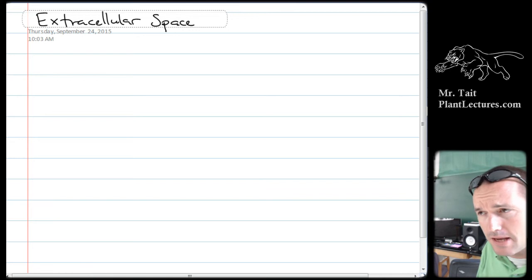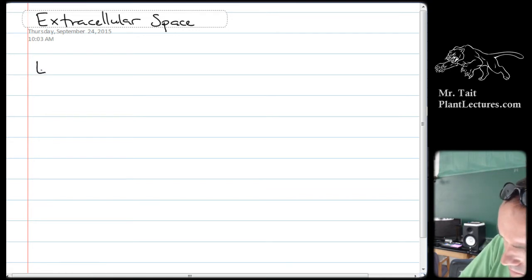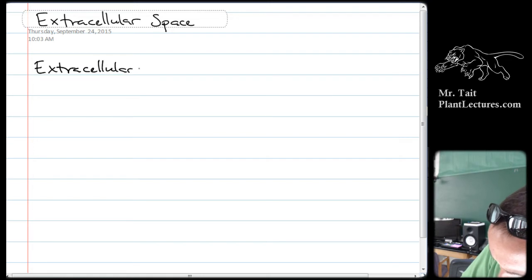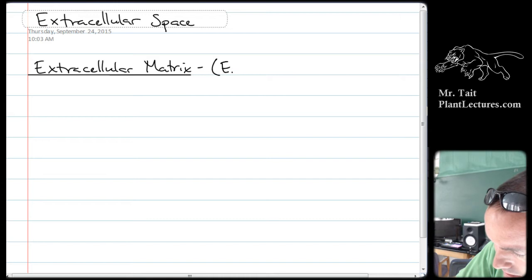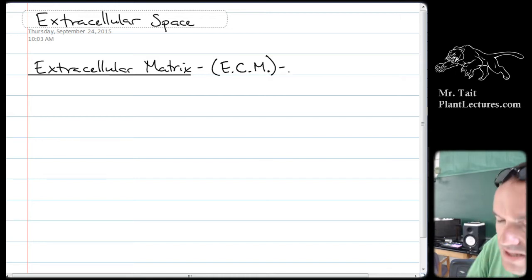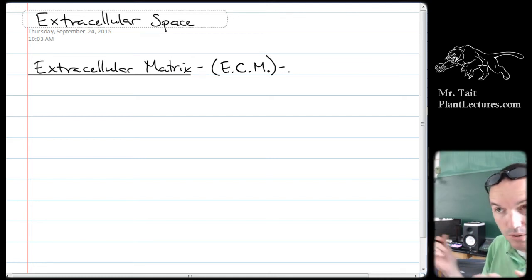There's what's called the extracellular matrix, right? And the extracellular matrix is really something that we only see in animals. Okay, so it's sometimes abbreviated ECM. And what it is, is a series of proteins that gives animals structure and holds cells together.